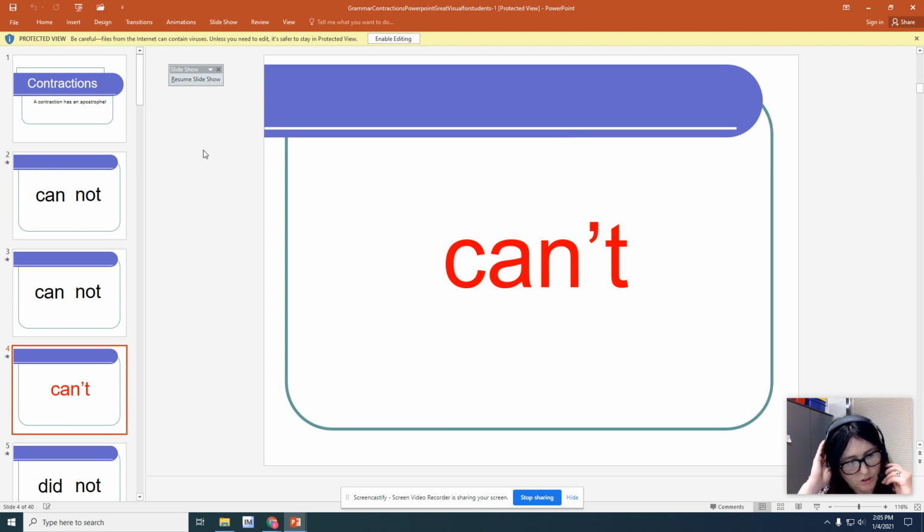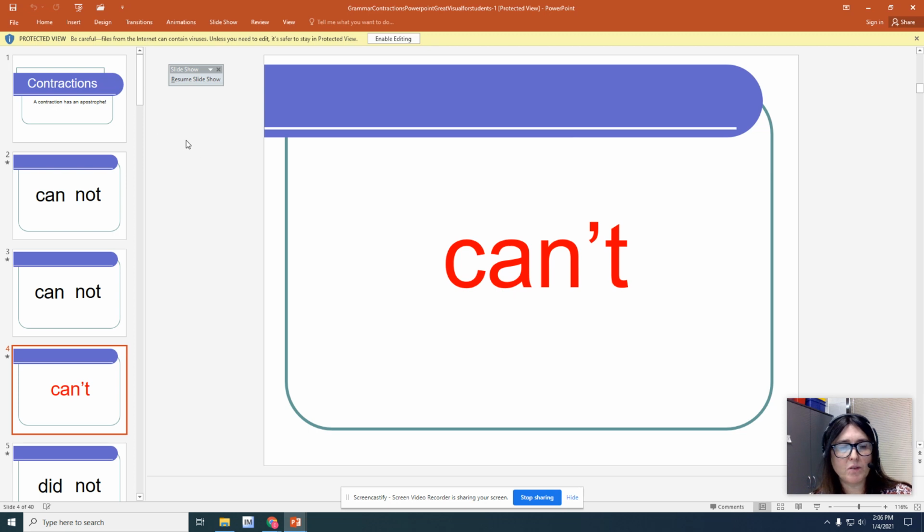Remember, in contractions, when letters are left out of words, we add an apostrophe. We also add an apostrophe when we're showing possession of an object, like Sarah's dogs. And if your apostrophe isn't doing one of these things, then you don't need it in your writing. So remember, if you're making a contraction, you're making a word smaller, you're going to be taking out letters and using that apostrophe.